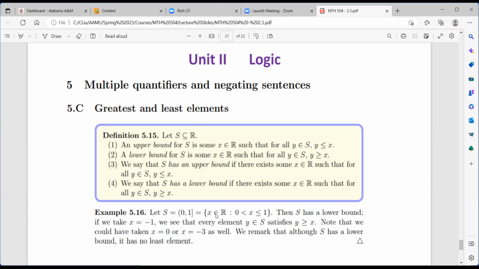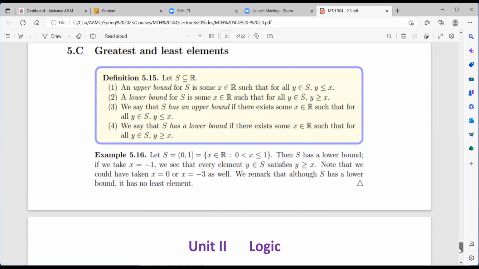The upper bound, on the other hand, you can also easily find the upper bound: 1, 2, 3, 1.5, and so on. And this time, it does have a greatest element, which is 1. Okay, less than or equal. So 1 is the greatest element, and it is an upper bound, and it is in S. All right. So everything can happen.